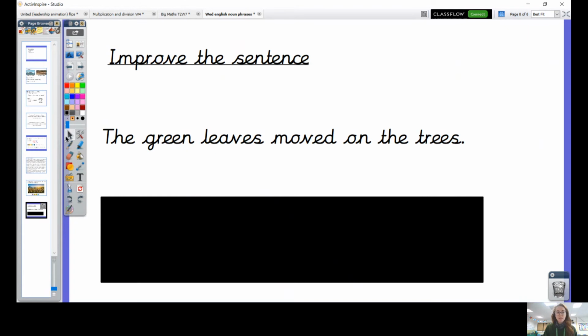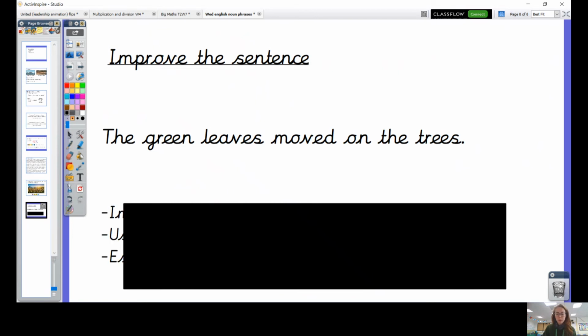And the last little task today is to have a go at improving a sentence. So I've got a sentence here. It says, the green leaves moved on the trees. Not a great sentence. It might be more of a Key Stage 1 sentence, that one, but now we're in Key Stage 2, in Year 3, I wonder if we can have a go at improving it to make it better. So have a little think about how you might do that now. Pause the video, have a little think, and then we'll talk about some ideas.